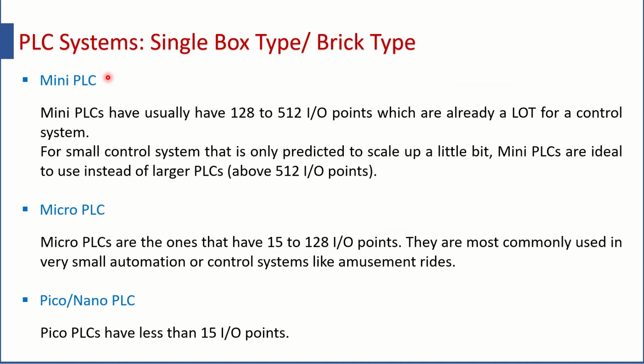Now again, you can classify PLCs into 3 types. One is mini PLC, other is micro PLC, and the third one is pico or nano PLC. As the name suggests, accordingly the input and output points decrease or increase. For pico, it is the least number of IO points, up to 15. In micro PLCs, you have 15 to 128 IO points, and in mini PLCs, you can go from 128 to 512 IO points. Okay.